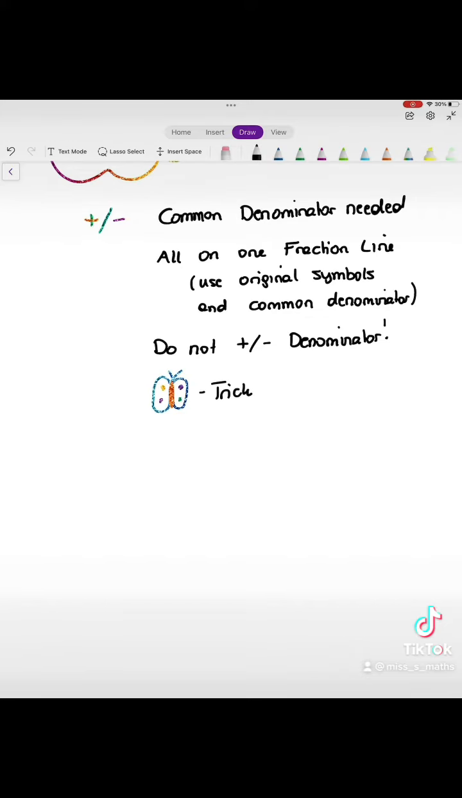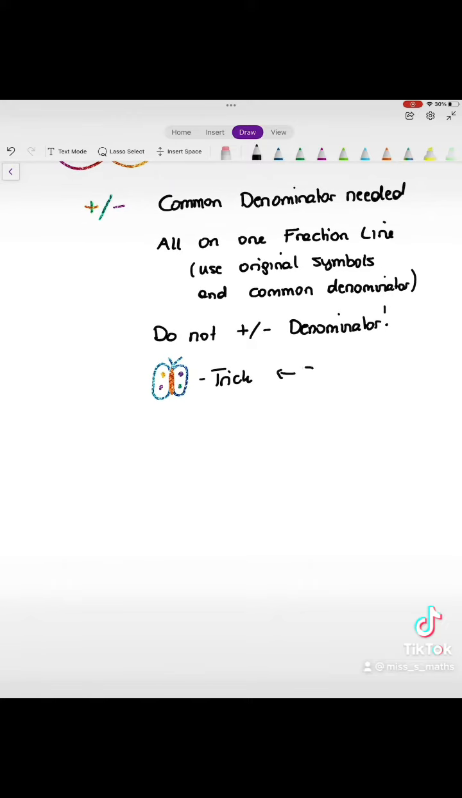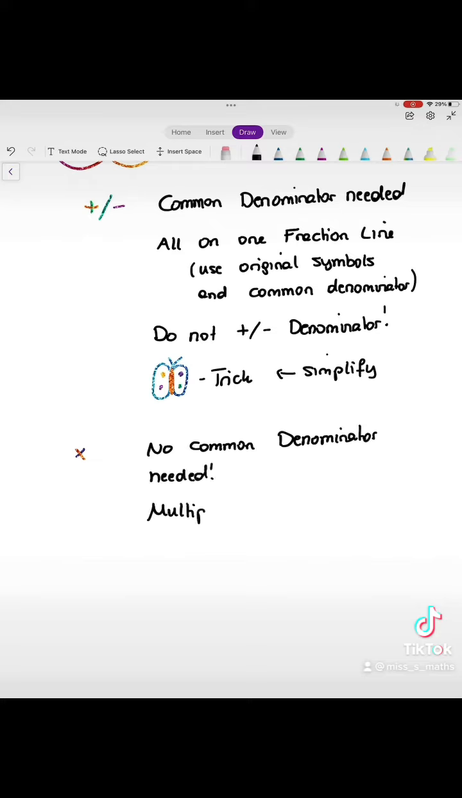You can also use the butterfly trick, watch the video on that if you want to use it, and simplify after. Whenever you add or subtract or use the butterfly trick, always check if you can simplify. It's very likely that you can when you use the common denominator that you get with the butterfly method.